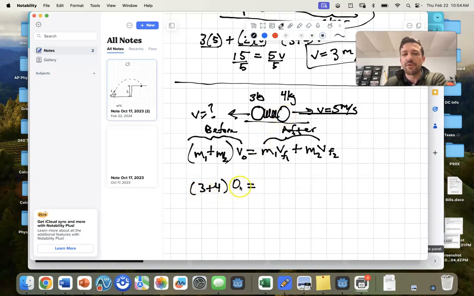So this is before the collision, and then after the collision, we got mass 1 is 3 kilograms. The velocity after, well, we don't know what that was, so we will put a v there, plus mass 2, which is 4, and vf2, which is the final velocity of the second one, which we said was 5, right? And remember, this is a tricky thing. You know, I even kind of want to flip this.